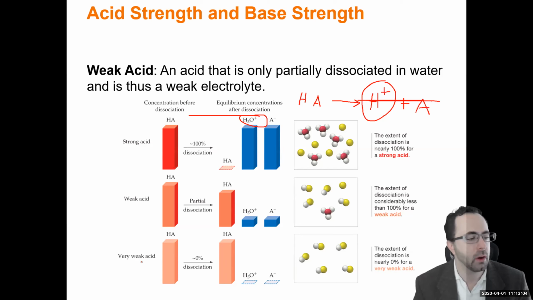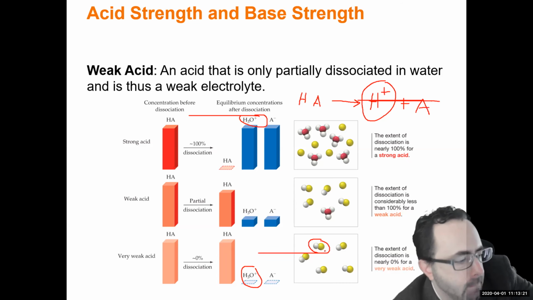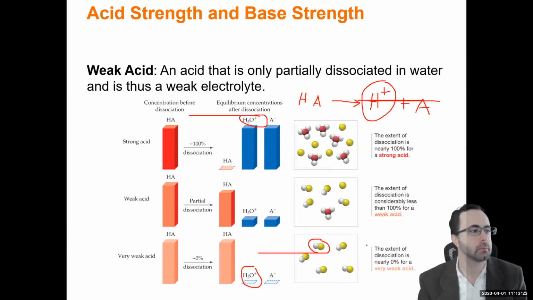If you have a very, very weak acid, it will produce essentially no H plus or H3O plus. It will be basically no dissociation. So all of the H pluses will stay attached to the A minuses, as you see here. So that's the difference between a strong acid and a weak acid, okay?